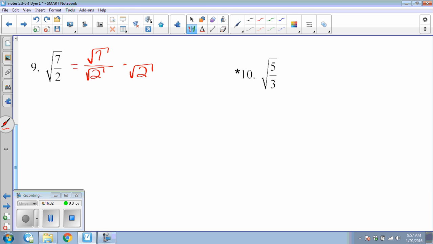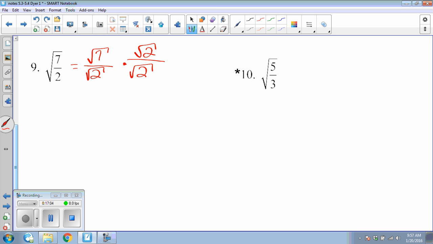Because when I take the square root of 2 and multiply it by the square root of 2, I'm going to get the square root of 4, which is 2, right? But what you do to the bottom, you have to do to the top, because I don't want to change this fraction. I'm just altering it. I'm just manipulating it. So if I don't want to change it, I have to multiply the top by the same thing, because that way I'm multiplying by 1. Because then that doesn't change it.